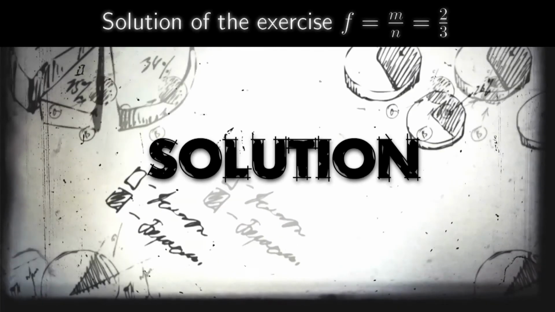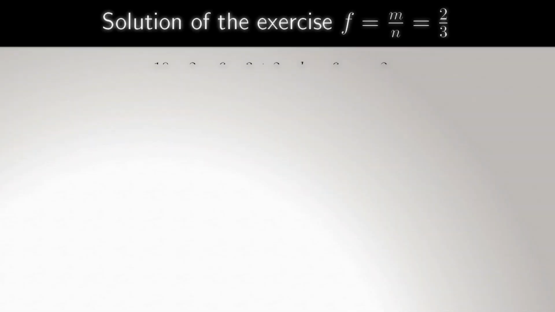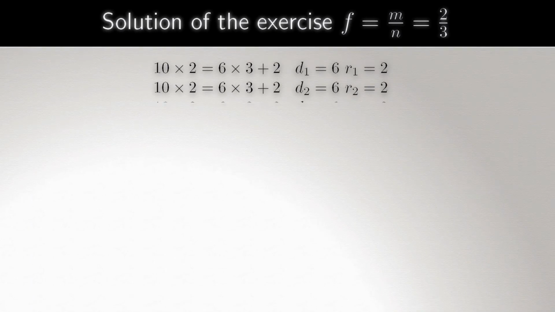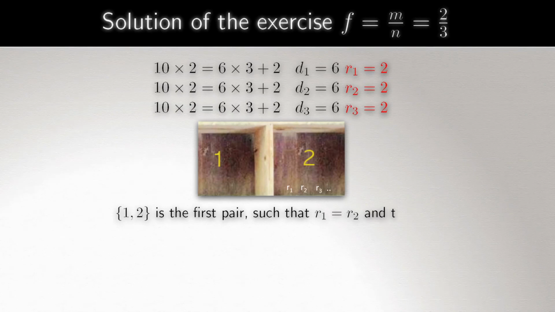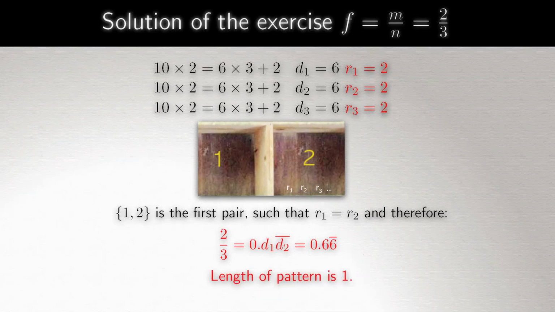The solution of the exercise goes as follows. From the first division, we obtain that d1 is equal to 6 and r1 is equal to 2. Then d2 is also equal to 6 and r2 equal to 2, and so on. Therefore, we can conclude that r1, r2, r3 are all equal, and hence they all lie in the same pigeonhole. Thus, 1, 2 is the first pair such that r1 is equal to r2. Therefore, 2 over 3 is equal to 0.66 bar, and the length of the pattern is 1.